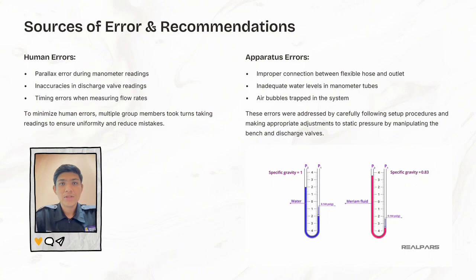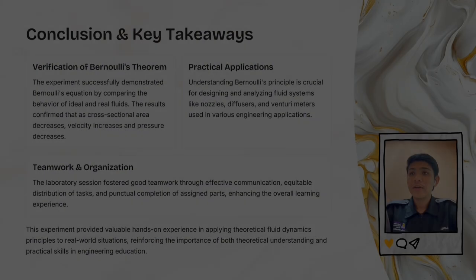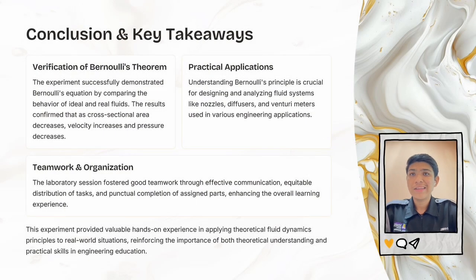So the last one is conclusion and key takeaways. First is verification of Bernoulli's theorem. The experiment successfully demonstrated the Bernoulli equation by comparing the behavior of ideal and real fluid. The results confirm that as cross-sectional area decreases, velocity increases and pressure decreases.